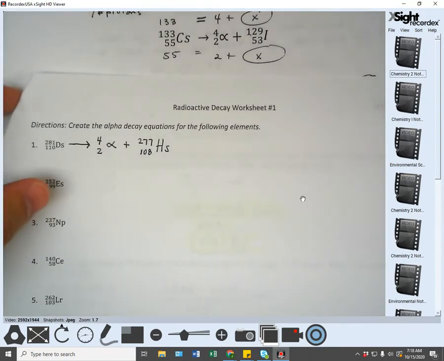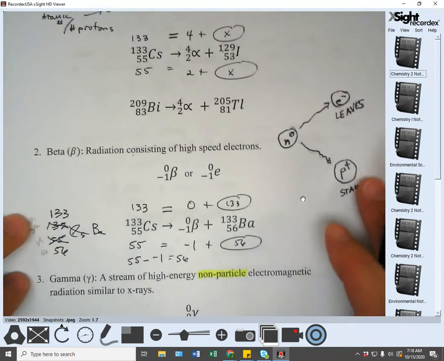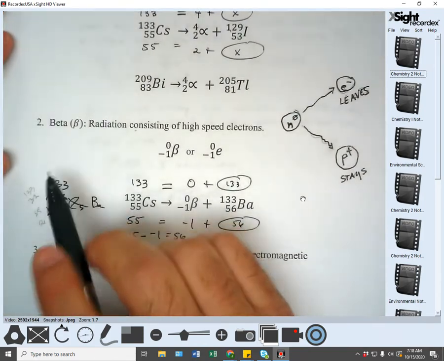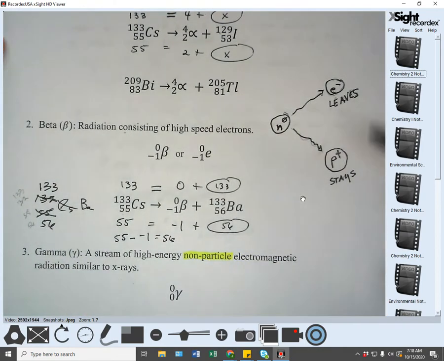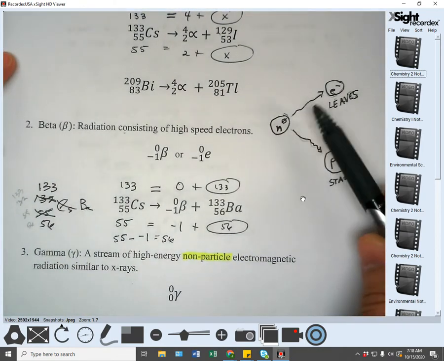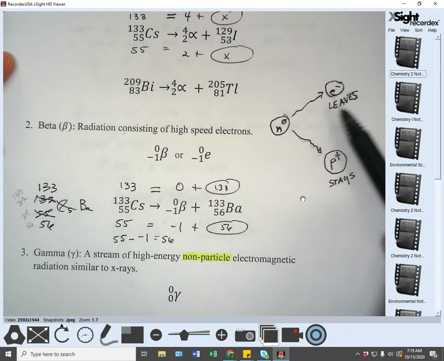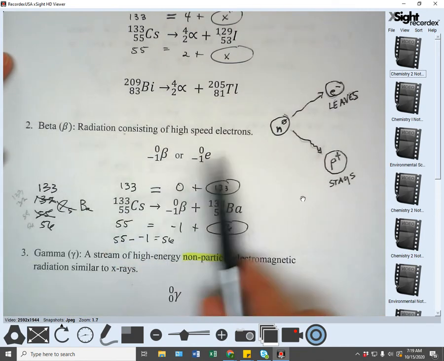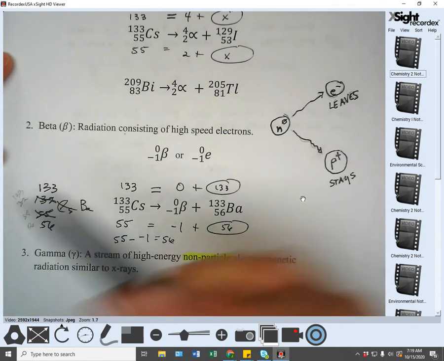Okay, let's take a look at the beta. Beta radiation is radiation consisting of high-speed electrons. This is how beta radiation works. A neutron busts up into an electron and a proton. The proton stays behind in the nucleus. The electron leaves. So since the only thing leaving the nucleus is the electron, beta radiation is a stream of high-speed electrons.